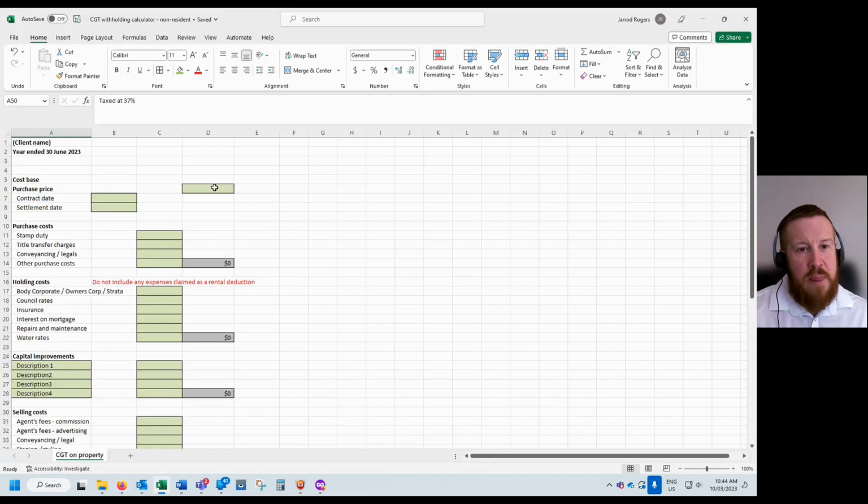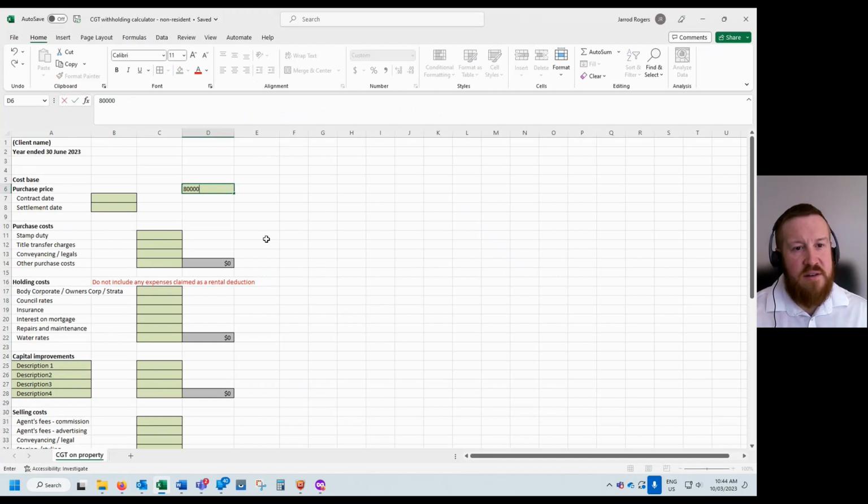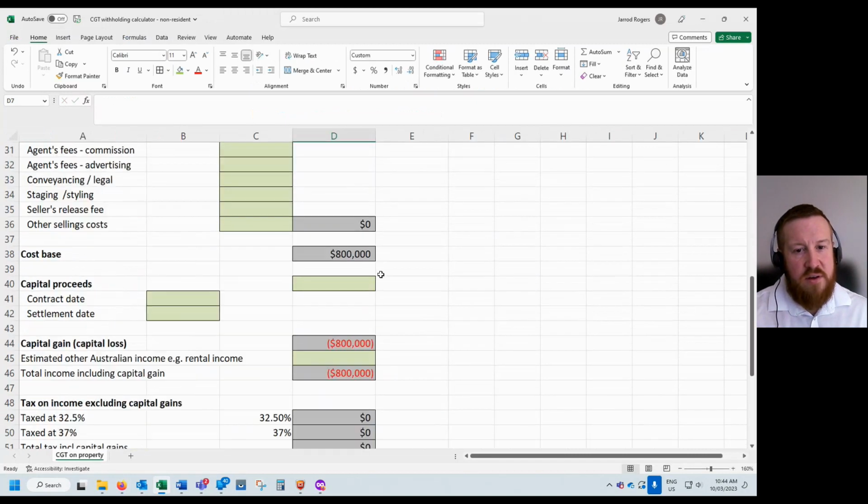Let's work through an example. Let's say you bought the property for $800,000, and then you've sold it for $900,000. So you made a capital gain of $100,000. And let's say, for simplicity, your other Australian income was $10,000 worth of net rental profit that you made from the 1st of July until you sold the property.